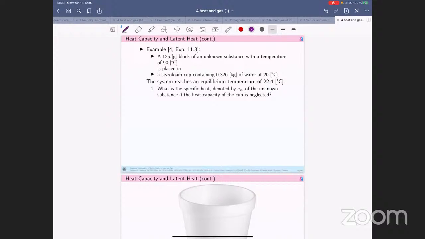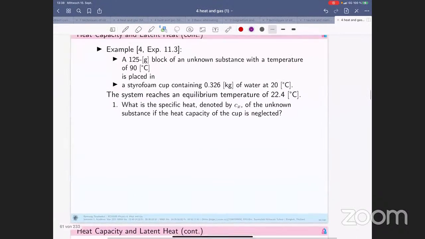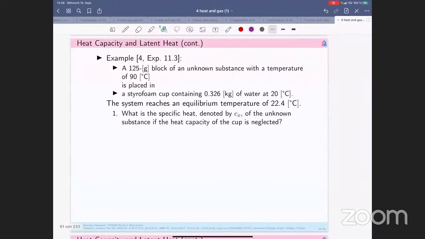Let's see. Here in this example we have the mixture of two substances. The first one is the unknown substance.